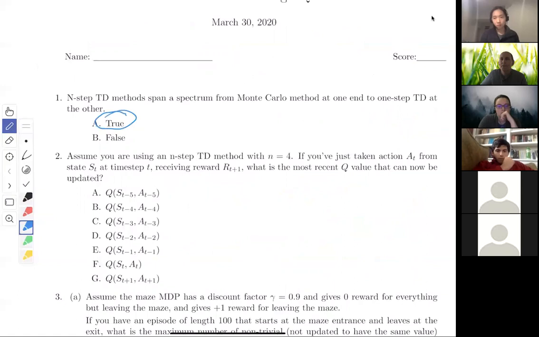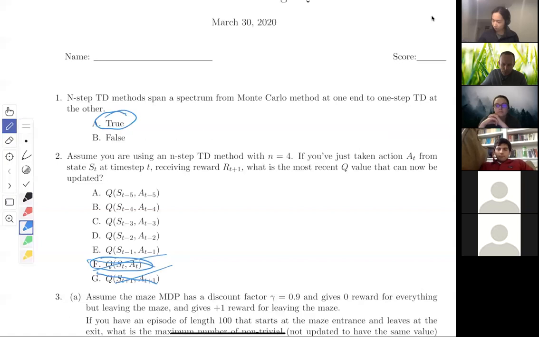Number two: if you're using an n-step TD method with n equals 4, and you just took action A_T from state S_T at time step T receiving reward R_T+1, what's the most recent Q value that can now be updated? Remember, we need 4 time steps in order to calculate a Q value. So we certainly cannot calculate this one, because we only have one reward and we need 4 steps. And certainly we can't calculate something in the future when we've only just received our reward and don't even know what action we're going to take.